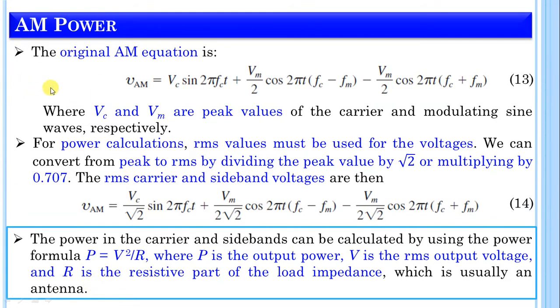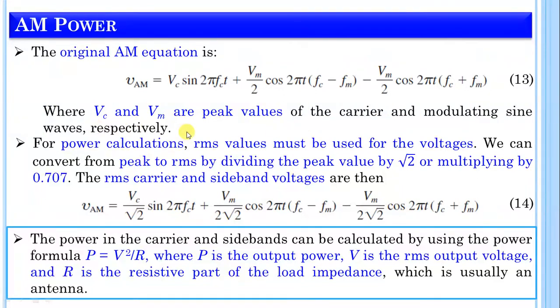So first we need to understand what we have discussed in the previous lecture. In the previous lecture we discussed the original amplitude modulated equation, and we have calculated this equation V of AM, and this equation has three components. First is the carrier wave component, another is the lower sideband, and this is the upper sideband component.